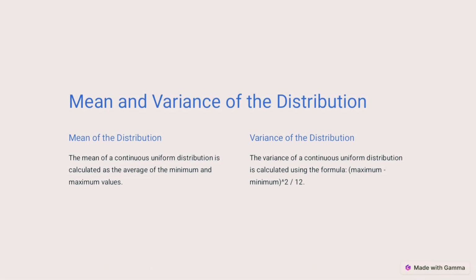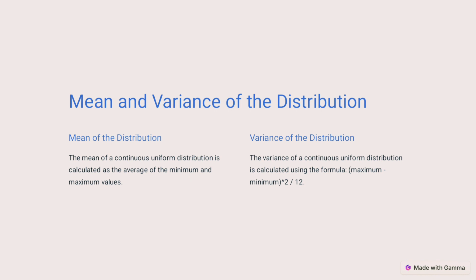There is the mean and variance of this distribution. The mean of the uniform distribution is calculated as the average of the minimum and maximum value. It means, taking two variables a and b, the mean is (a + b) divided by 2.